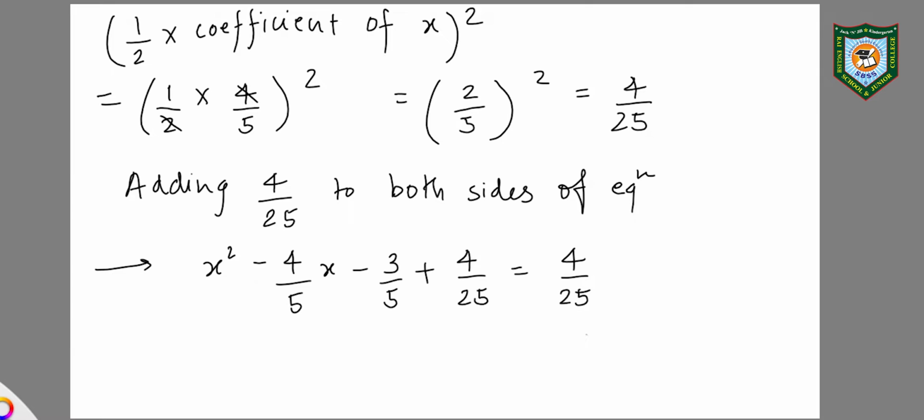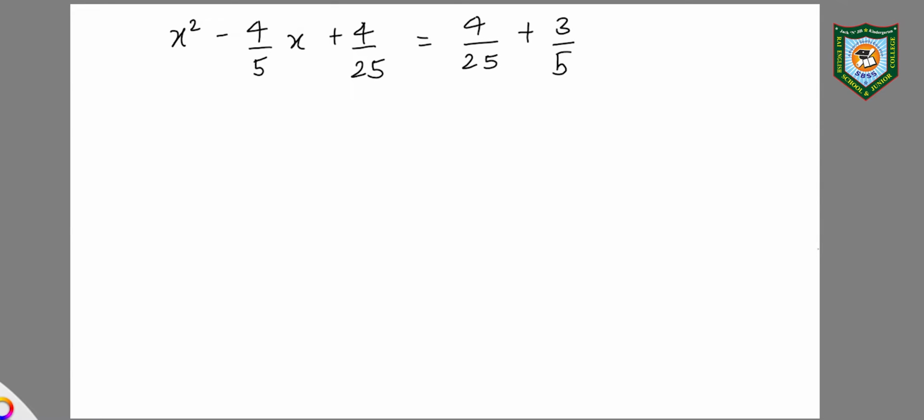Now moving to our next step, we have to make sure that the constant term moves to the right hand side. So we need to move minus 3 by 5 to the right hand side and let everything else be as it is. So here we have x square minus 4 by 5x plus 4 divided by 25, equal to 4 divided by 25 plus 3 divided by 5.